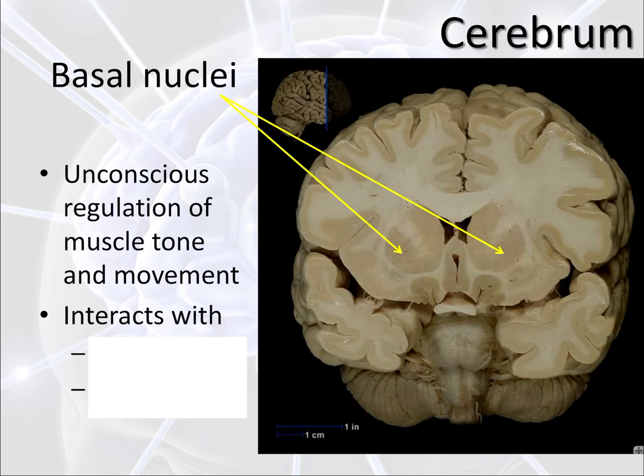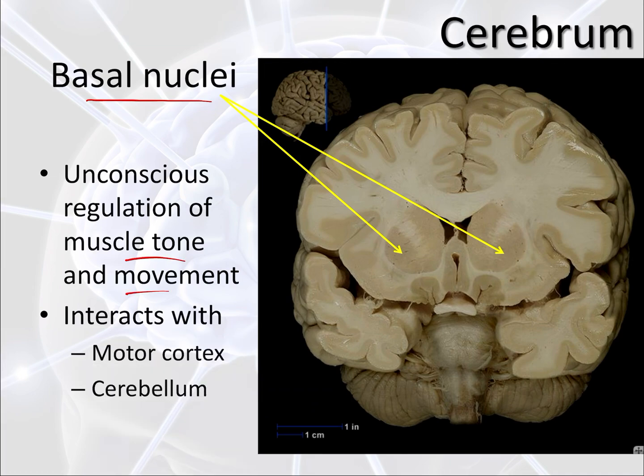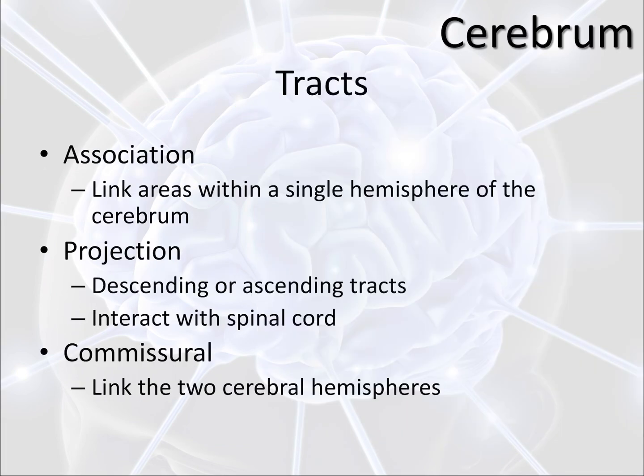Okay, so then moving to other parts of the cerebrum. We have some other areas called basal nuclei. These are important for regulation of muscle tone and movement, things we don't have to think about. These interact with the motor cortex and the cerebellum. We also have tracts all throughout the cerebrum. Tracts are just areas that connect one area to another. So it links a single hemisphere of the cerebrum. That would be association tracts. Those would be all ones that are within one hemisphere.